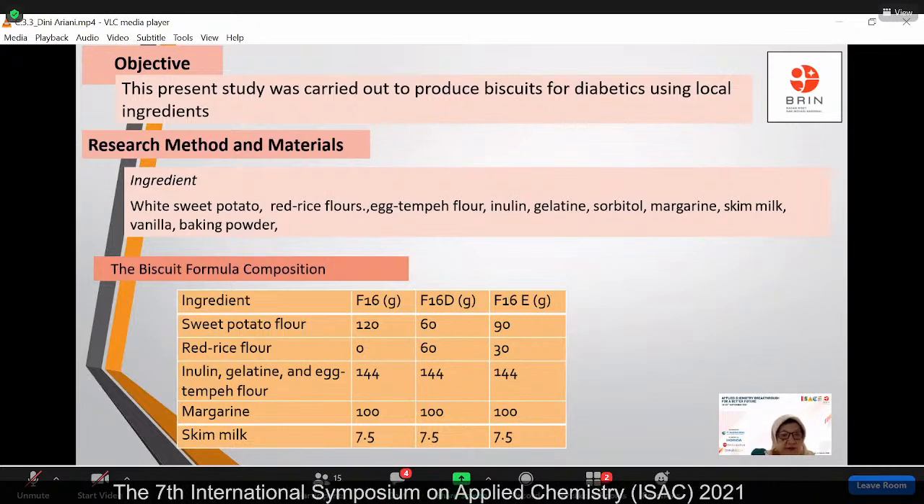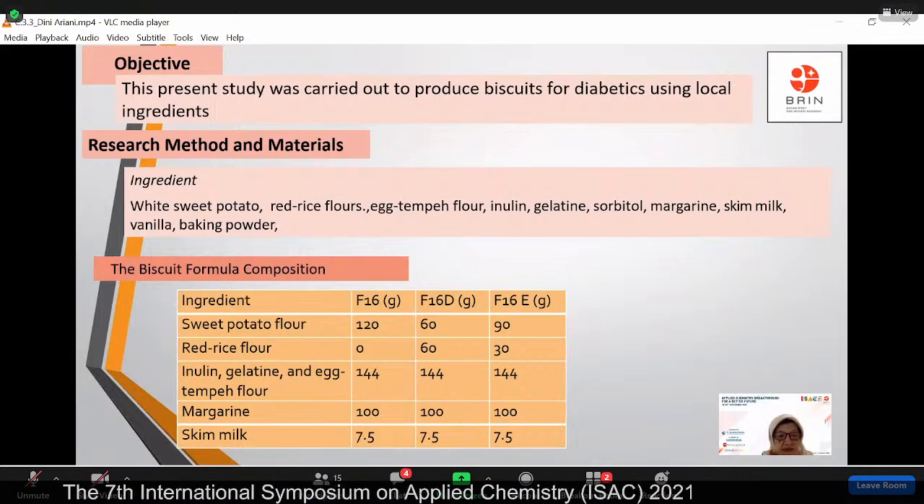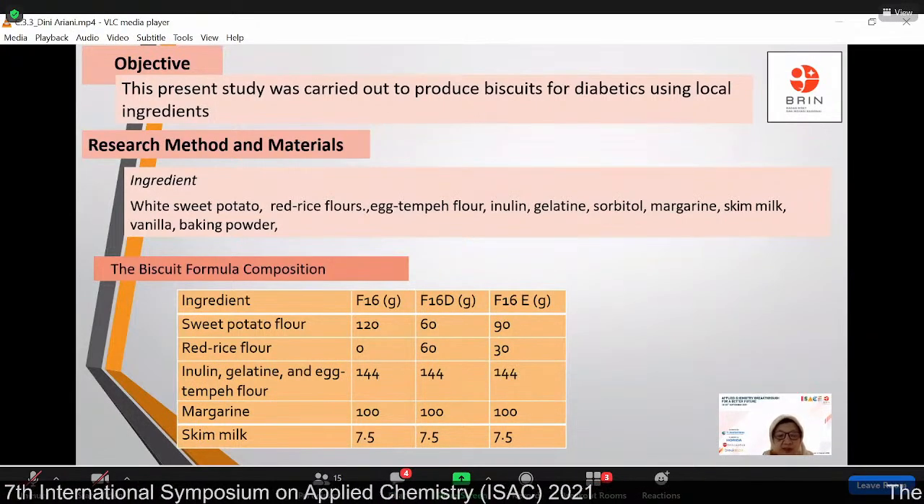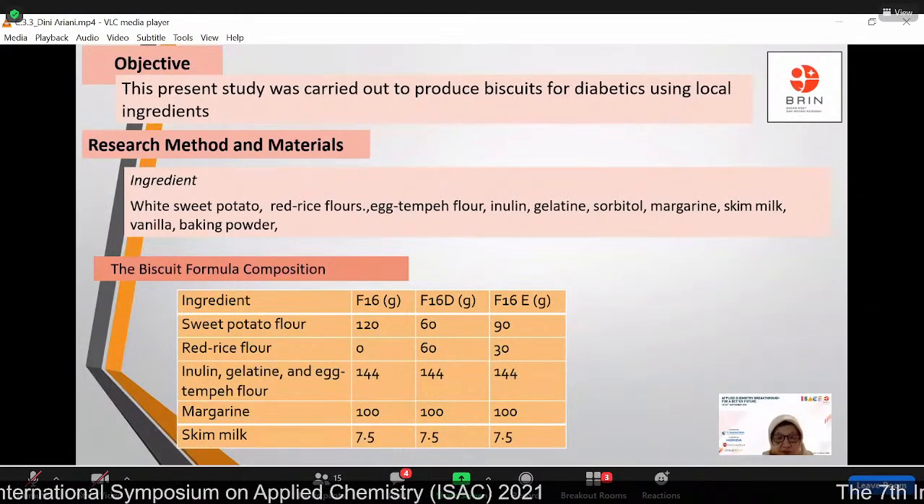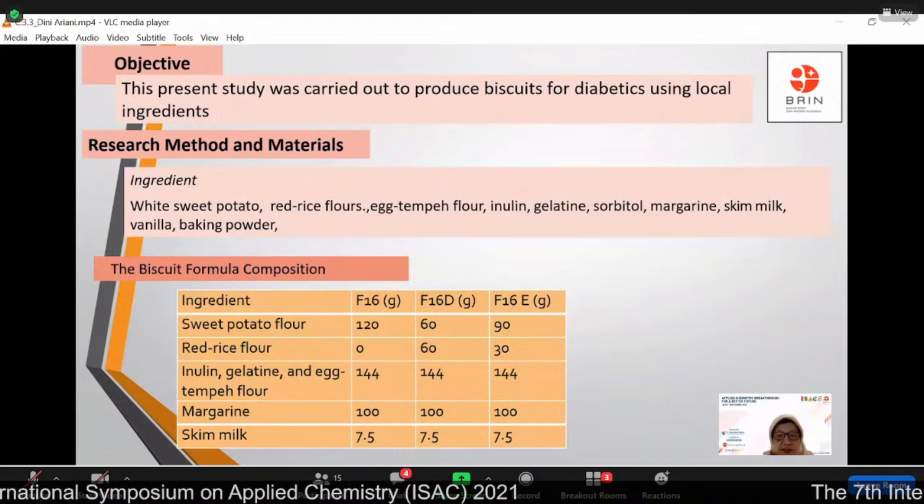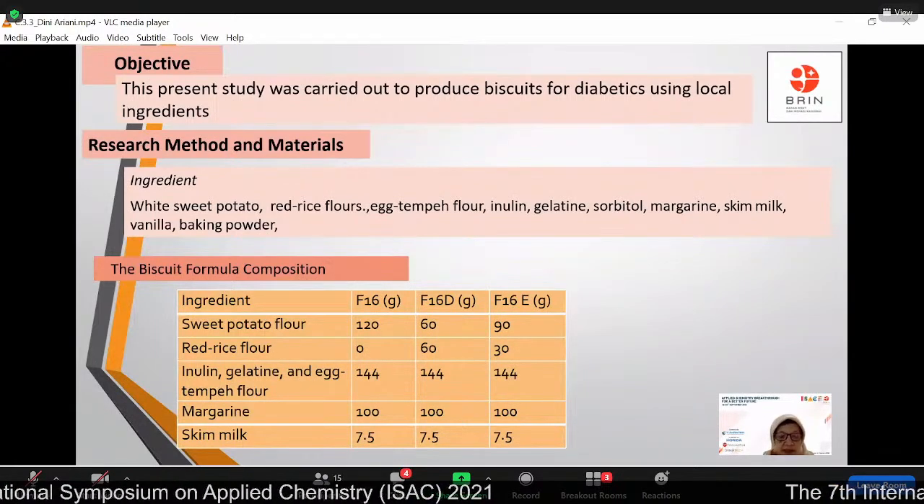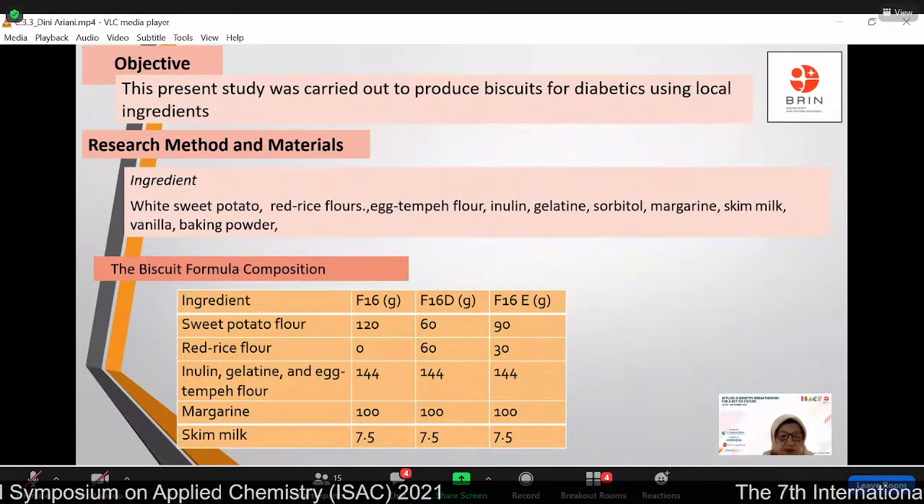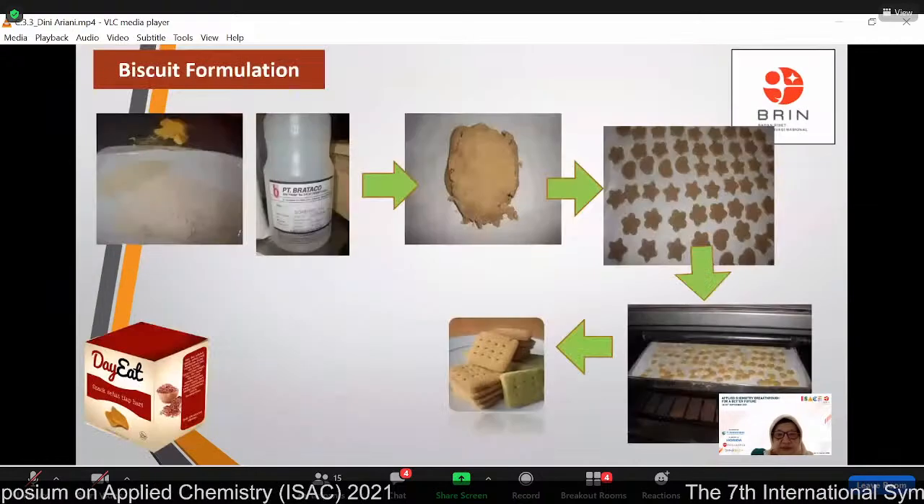The ingredients for each biscuit formula are presented in the table. The amount of each ingredient used in the 3 biscuit formulas was different, especially the sweet potato flour. In the F16 biscuit formula, red rice flour was not used, while the other 2 formulas used a combination of sweet potato flour and red rice flour in different amounts.